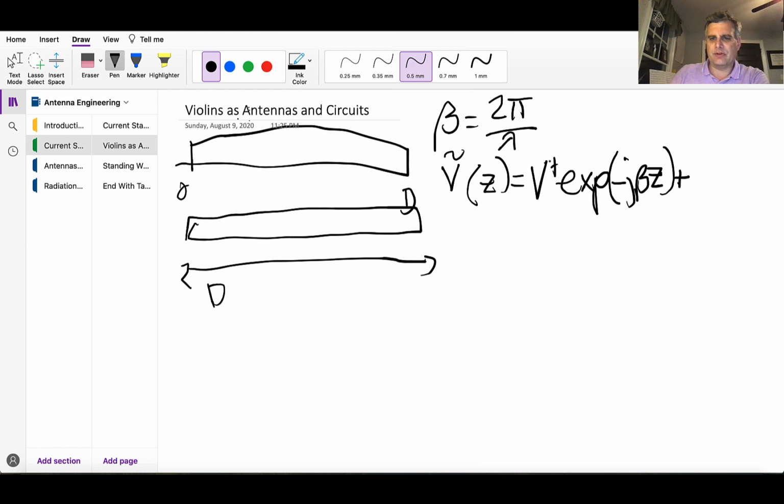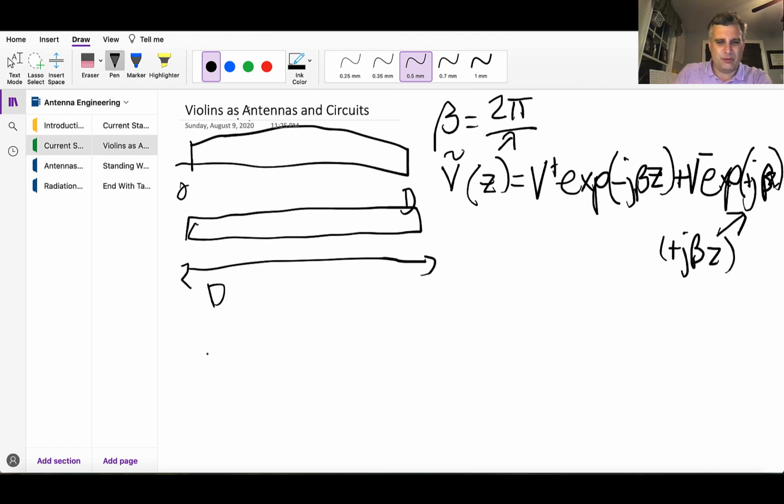And if there's a forward propagating wave, this is a simple linear device, there should also be the ability for a backwards propagating wave to be sent. That's going to have amplitude V minus, and it's going to have this same exponential taper. It's just going to be in the opposite direction. That should be plus j beta z.